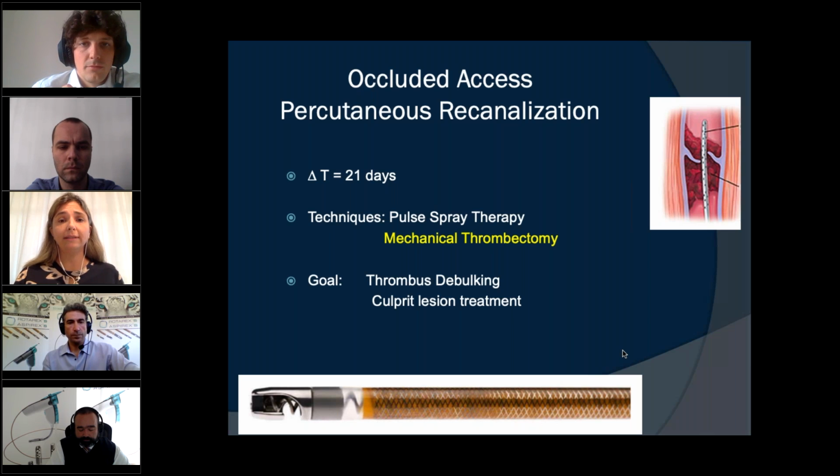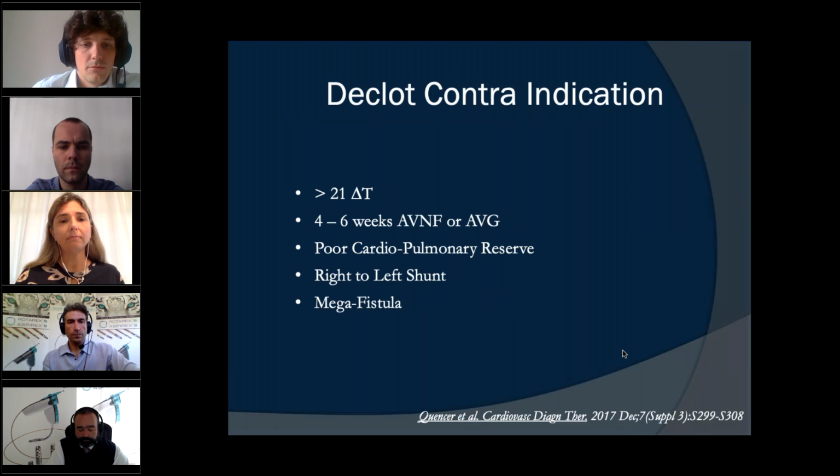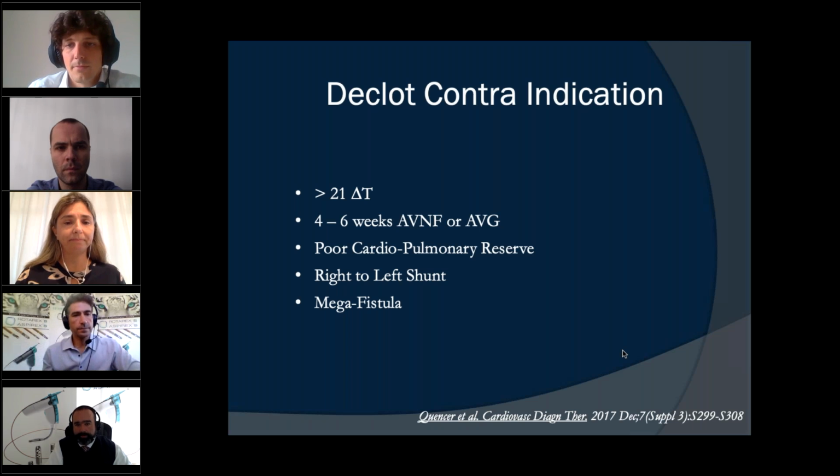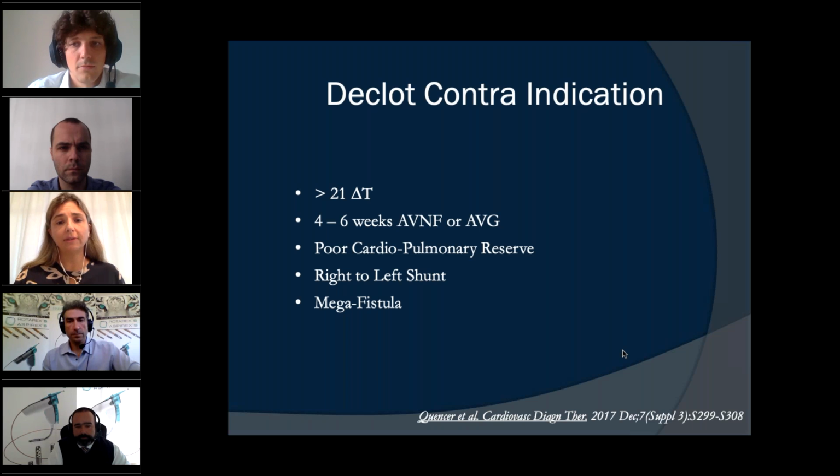The goal of the occluded access treatment is thrombus debulking and treatment of the culprit lesion. The contraindications for declotting these occluded accesses are a time delta over 3 weeks, and an early non-functioning fistula, because it's always due to primary failure, so this should be done through surgical revision. Other contraindications are patients with high risk of embolic events, which are patients with poor cardiopulmonary reserve, right to left shunts, and mega fistulas with high thrombus burden.